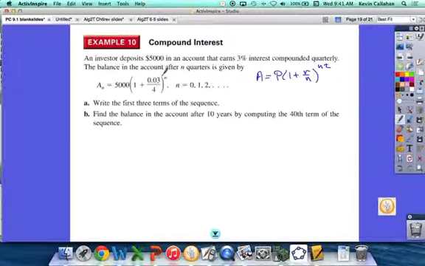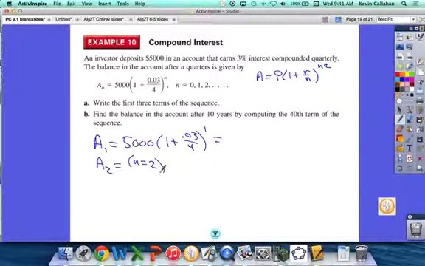So how would we write the first 3 terms of the sequence? What would A1 be? Plug in 1, right? Just plug in 5,000 times 1 plus 0.03 divided by 4 raised to the first. How would you find the second term in the sequence? Plug in 2, okay? And the third would be n equals 3.